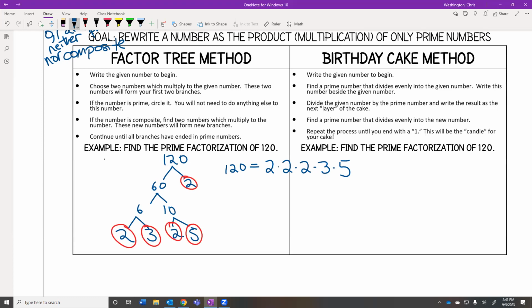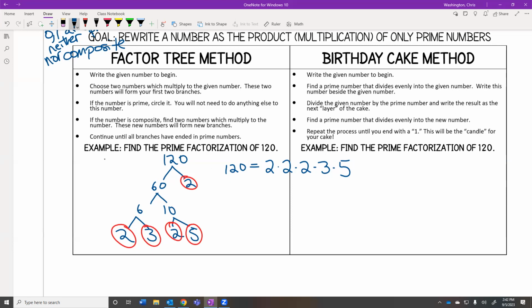It doesn't matter what numbers we started with. The numbers that we circled would all be the same. Doesn't matter that I started with 60 and 2. We could have started with any numbers and we would have ended up with the same 5 numbers circled.